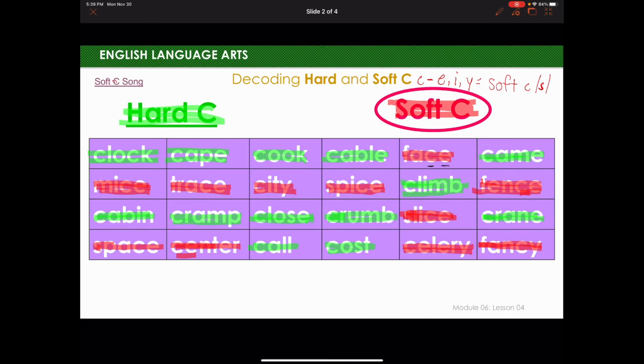Excellent reading. So be practicing with the soft C sound as you read.